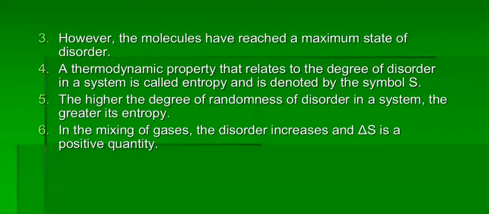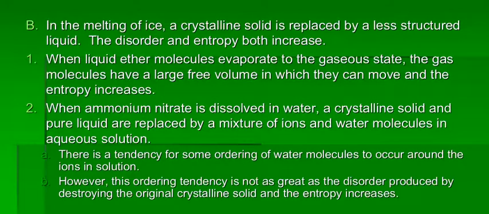This thermodynamic property that relates to the degree of disorder is called entropy, and the symbol for entropy is S. The higher the degree of randomness, the greater the entropy. So in this process, we mixed gases, the disorder increased, delta S is a positive quantity. Here are some more examples where the disorder and entropy both increase.